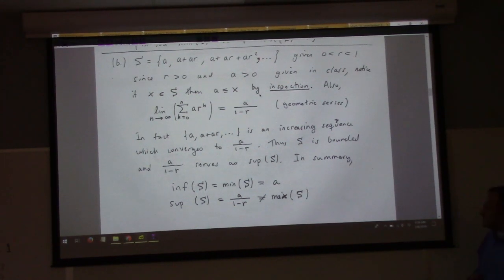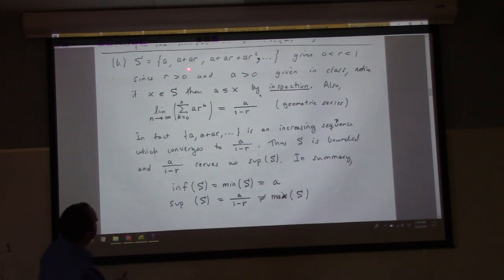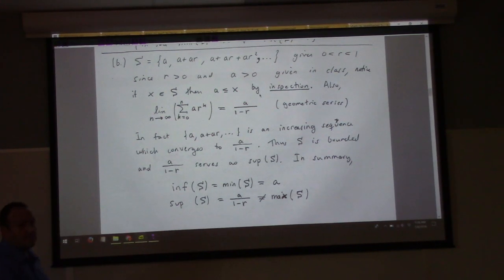But if you look at it, you ought to be able to see that, first of all, since a is positive, and r is between 0 and 1, we're taking something positive, adding something positive, adding something positive. So this is definitely an increasing sequence, right? Which means it's bounded below by its first term: a is less than or equal to x. I say by inspection. What's that mean? By looking at it, in other words, by common sense.